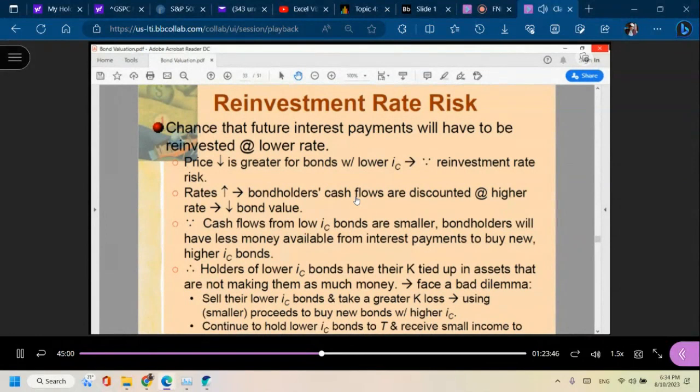Well, you got your money back, 1,100, but this can no longer be reinvested at 10% anymore. This is one example of reinvestment rate risk. But in other examples, future interest payments will have to be reinvested at a lower rate. Price goes down. Price drop is greater for bonds with lower coupon rate. When interest rate goes up, price falls, and this is greater. The price drop is greater for bonds with lower coupon rate, because of the reinvestment rate risk.